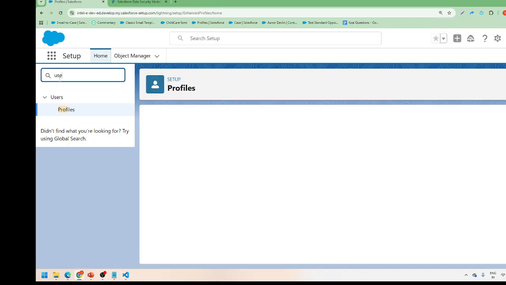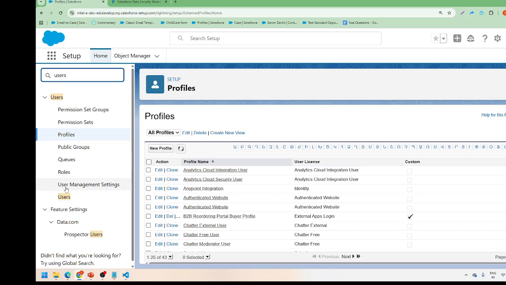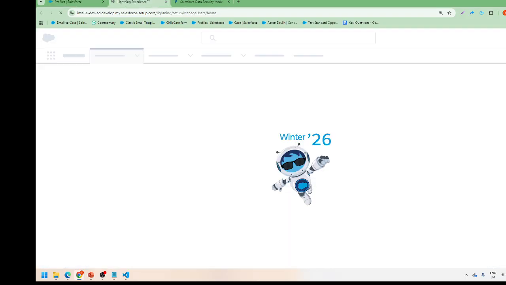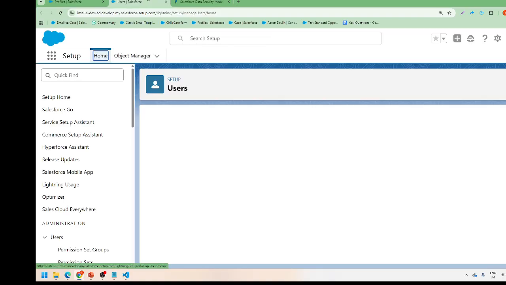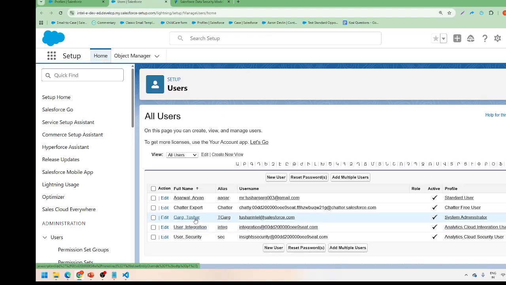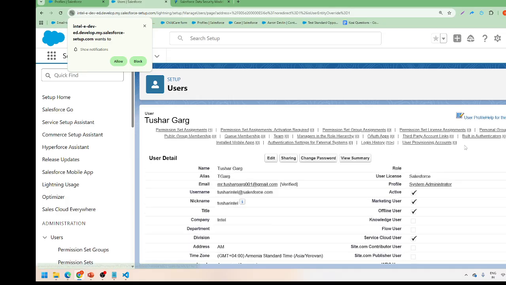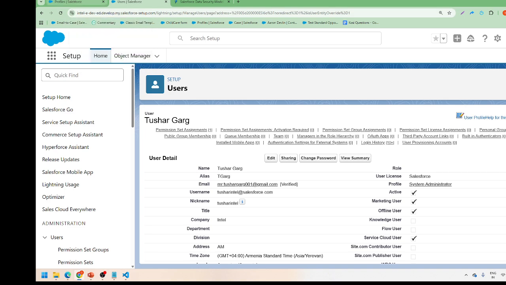But if we go to Salesforce and open one user, for every user you have one profile. So the baseline of security, or the main part of security, is the profile only. Hope this is clear.